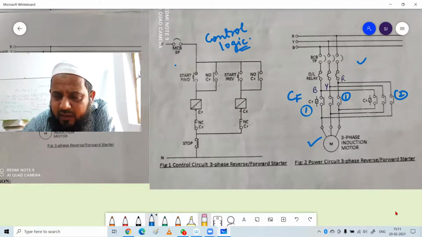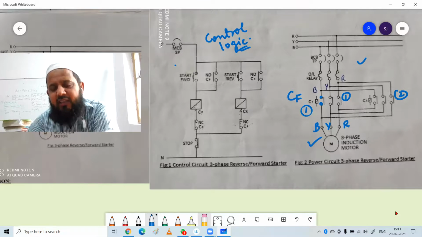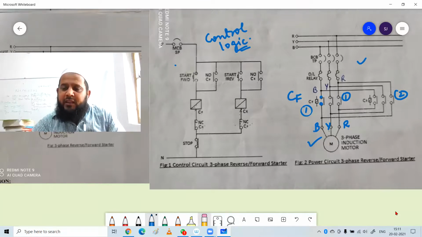यहाँ पर आप देख पा रहे होंगे जब ये फॉरवर्ड रोटेशन में ये CF ऑपरेट हो जाएगा तो ये B यहाँ पर कनेक्ट हो जाएगा and this terminal will be termed as B. Y यहाँ पर कनेक्ट हो जाएगा, this will be termed as Y and R will be connected over here. ओके, तो B Y R ये इस तरीके से इनके फेज बनेंगे.